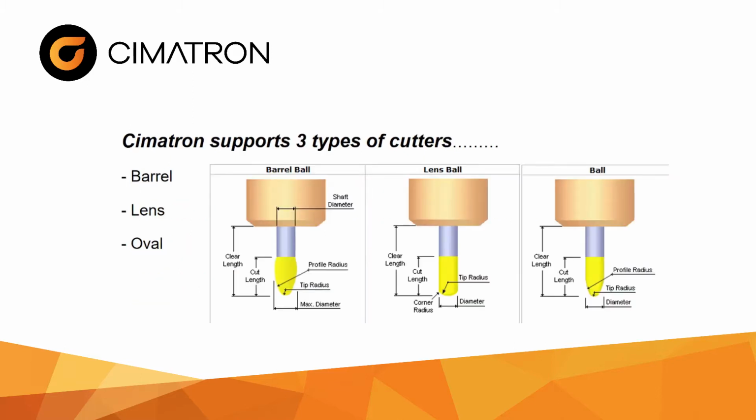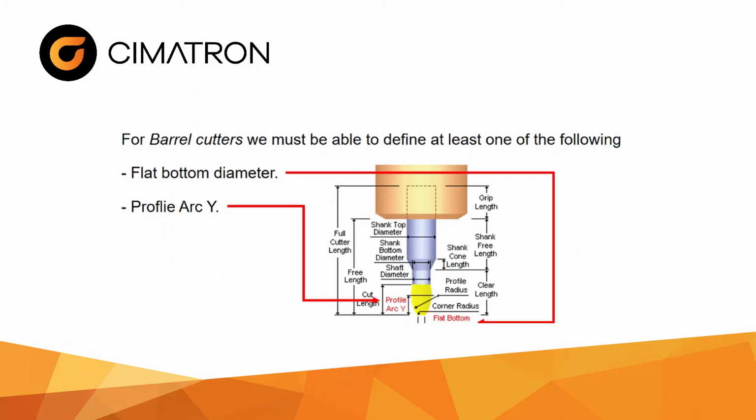With Cimatron, there are three types of cutters that we support, three shapes: barrel, lens, and oval tools. The one thing we need to keep in mind when we're trying to define barrel cutters in Cimatron is that we have to be able to define the flat bottom diameter, and we need to define the profile arc.